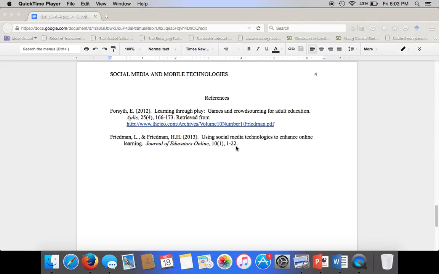The other thing I'd like to mention is that if you found your article on the internet, you can include a direct link to that by writing the words retrieved from and then pasting the link to the article. And that way the person who's reading your paper can directly link to the article. And so that is essentially how you do the reference page.